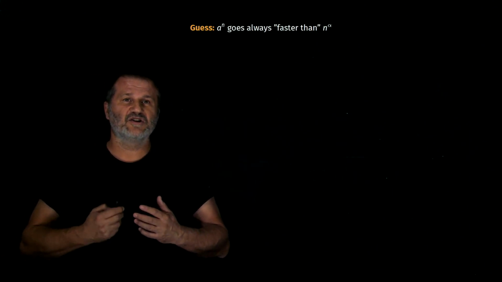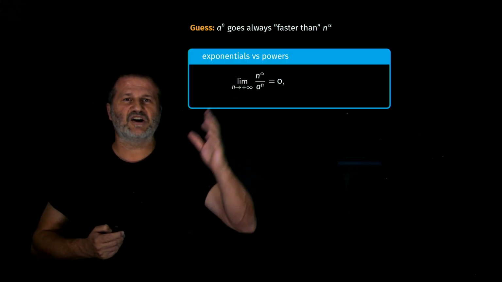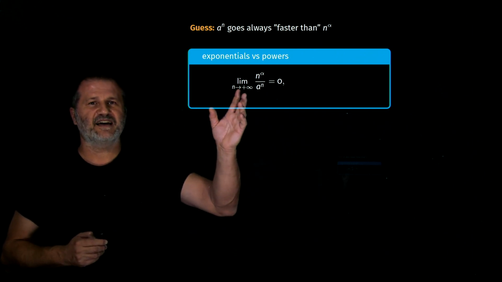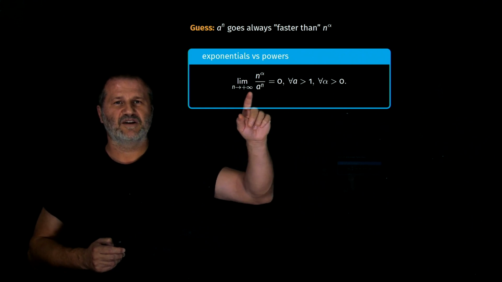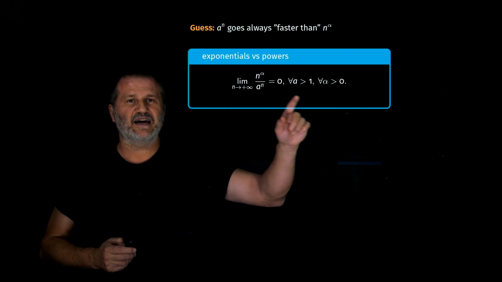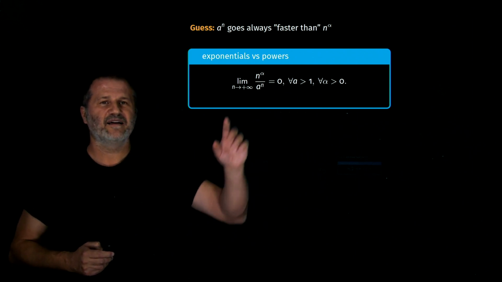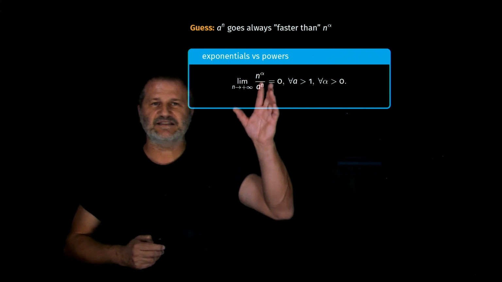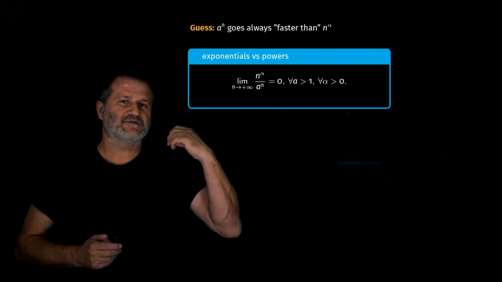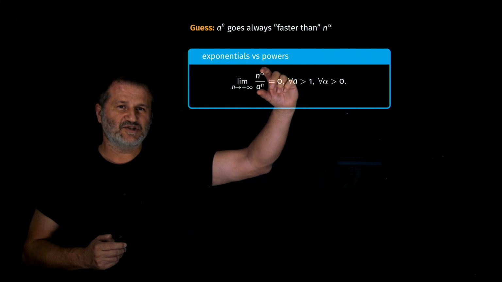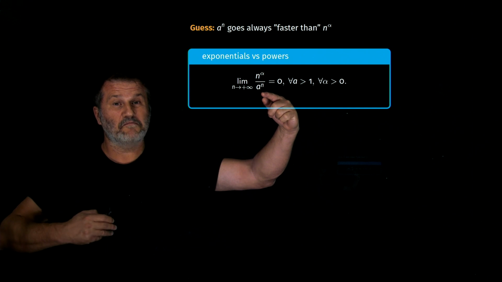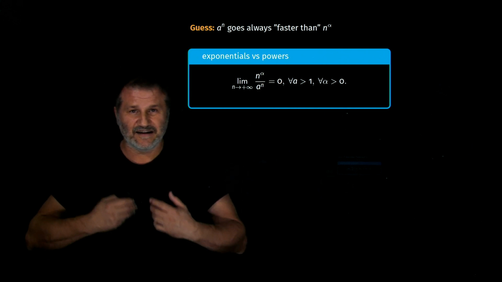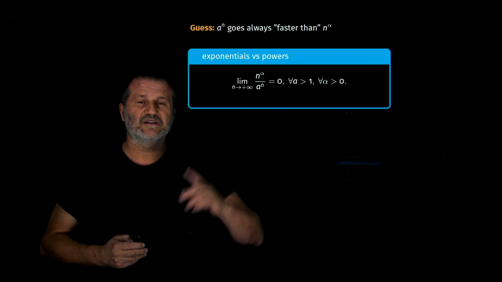Now, the guess at this point should reasonably be the following: an exponential always goes faster than a power. This is actually true, and it is the content of this statement, which says that when you compute the limit of a power n to the alpha, with positive exponent, over an exponential a to the n, with base greater than 1, we always get 0. To get 0 means that this fraction becomes small, and since numerator and denominator are both big, this means that the denominator must be much greater than the numerator, so of another order of magnitude with respect to the numerator.